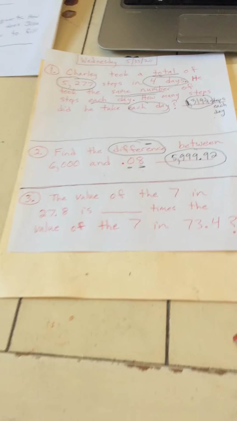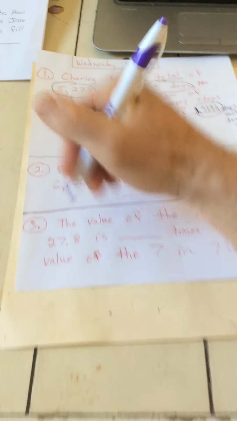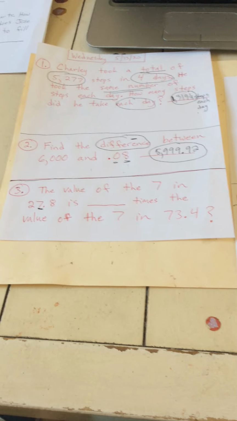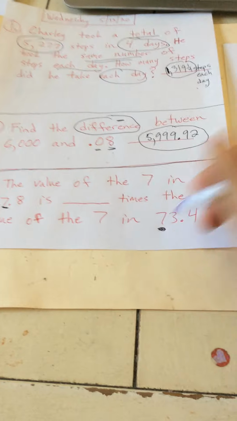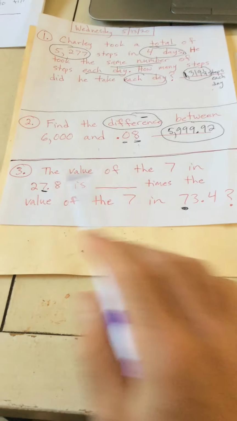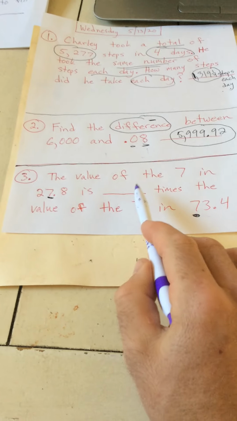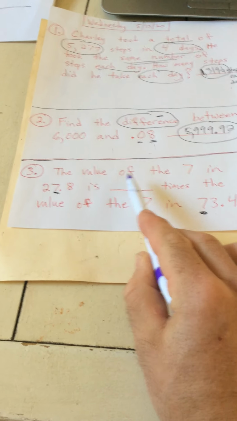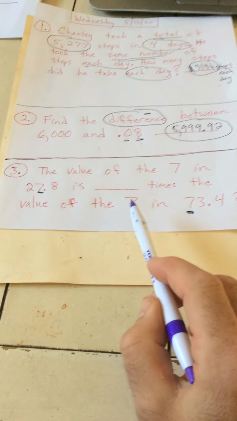Okay, place value is always tricky, so let's work carefully on this one. Number 3, the value of the 7 in 27.8. So the value of that 7 is how many times the value of the 7 in 73.4. So most likely when we do these, you're going to know how many places they are apart from each other, but we got to be very, very careful to make sure that we don't choose the wrong one. All right? So I'll talk about that in a second.